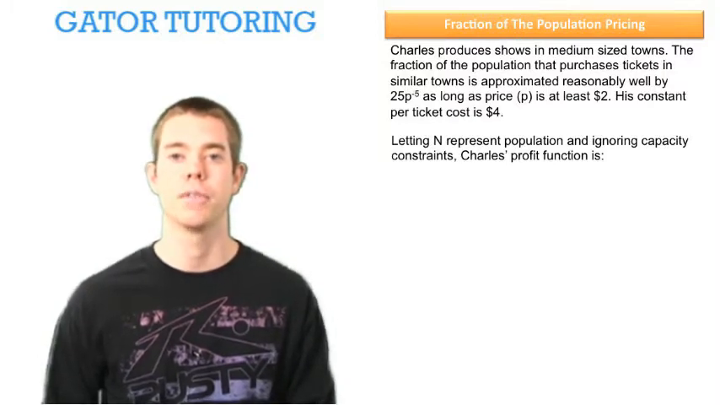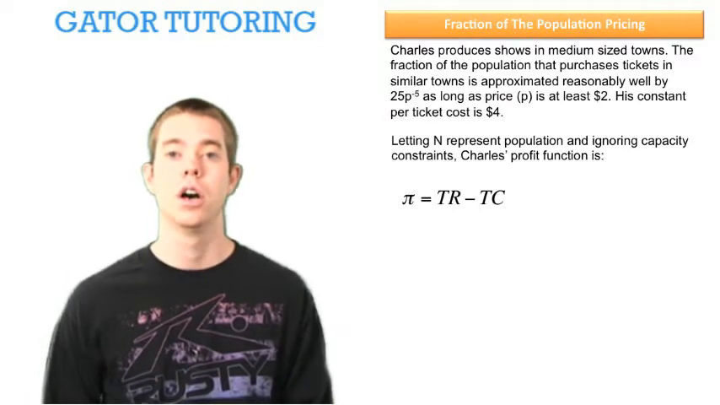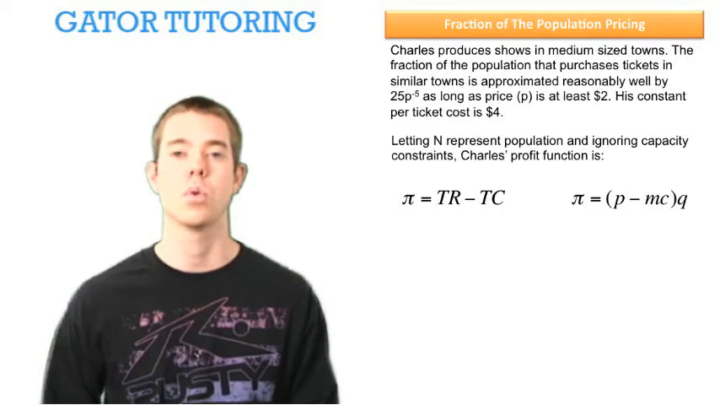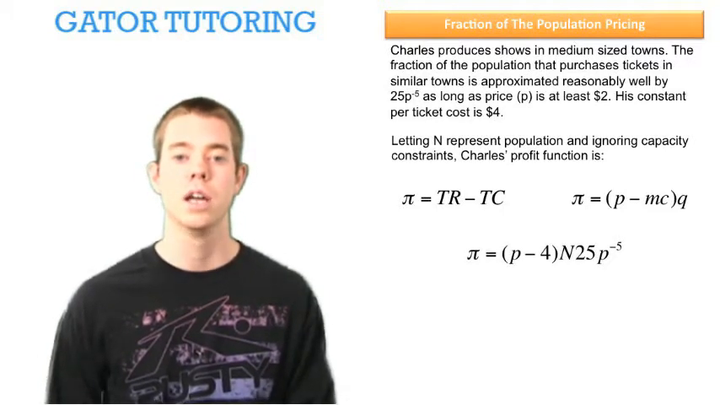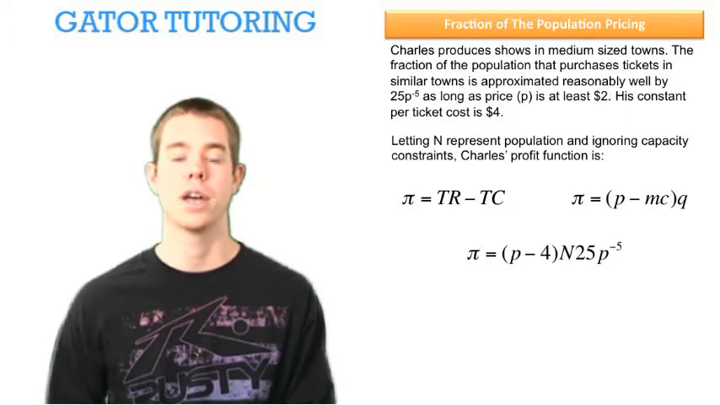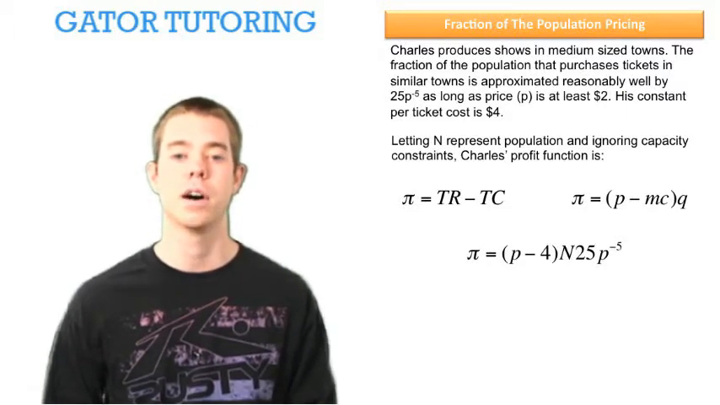So we need to solve for profit. Well, remember that profit is total revenue minus total cost. Another form we can write this in is price minus marginal cost times quantity. So let's plug in what we have. We know marginal cost is $4, and we know that quantity is the population size, in this case n, times the fraction of the population that actually purchased, in this case 25p raised to the negative 5.